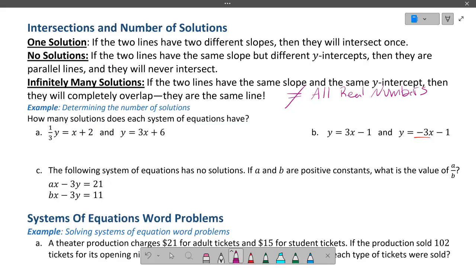No, it's just asking how many solutions. So you're either going to say one, none, or infinitely many. And all we have to do to determine that is start by looking at the slope. How does the slope of these two lines compare?